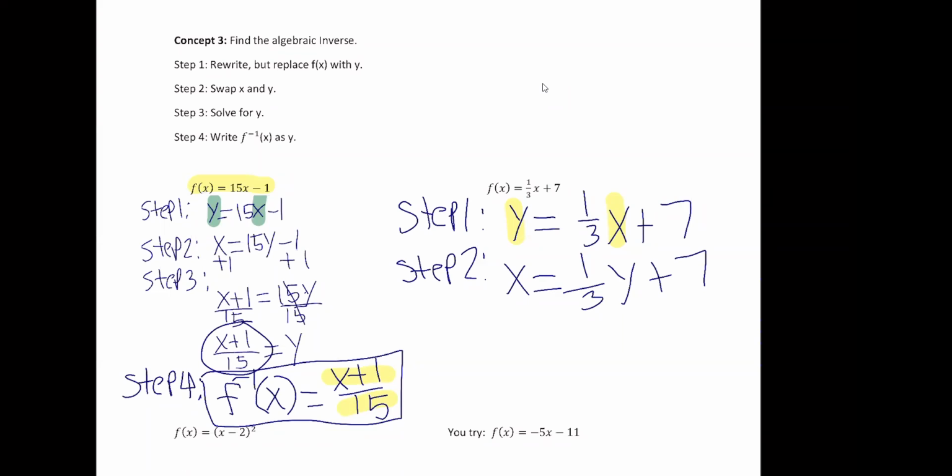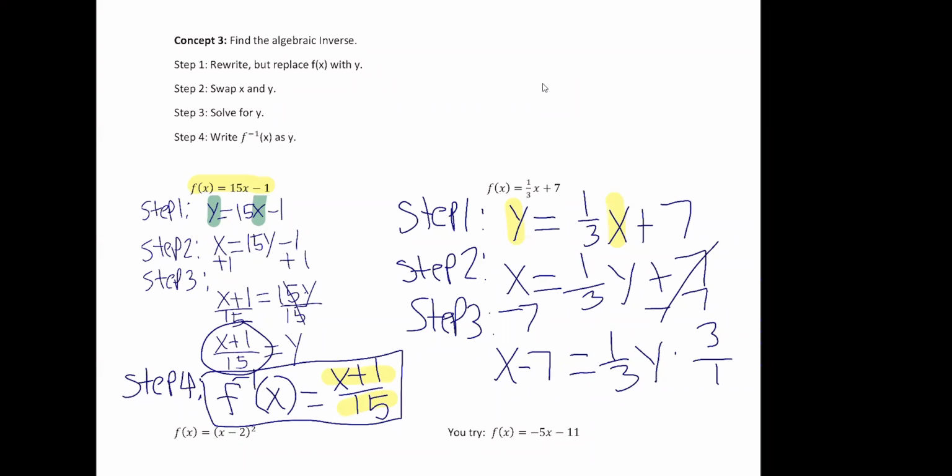Okay, step 3, we want to solve for y. So the first thing you're going to do is subtract the 7 over. Those aren't like terms, so they stay separate. So that would be x minus 7 equals 1/3 y. To get rid of a fraction in an equation, you can multiply by the reciprocal. So we have to multiply both sides. When you multiply the left side, you have to distribute it, because this would cancel. So I got y by itself. 3 over 1 is just 3. So if I distribute, that would be 3x minus 21.